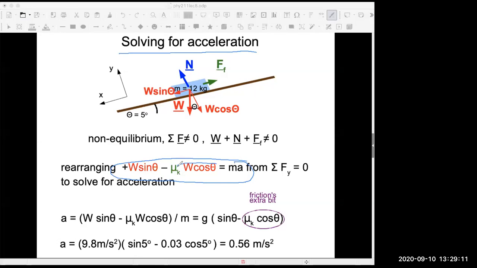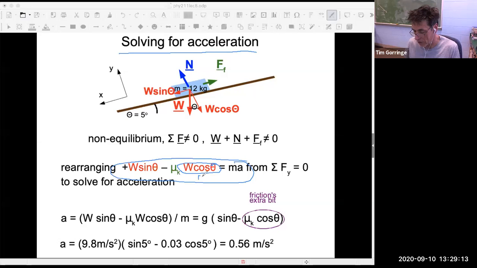Except I put in the normal force as W cosine theta. So that was the equation from the last slide. And you can see that if I just divide through by the mass, that gives me an equation for the acceleration. So the acceleration is this difference between the weight times sine theta and the coefficient of friction times the weight times cosine theta divided by the mass.